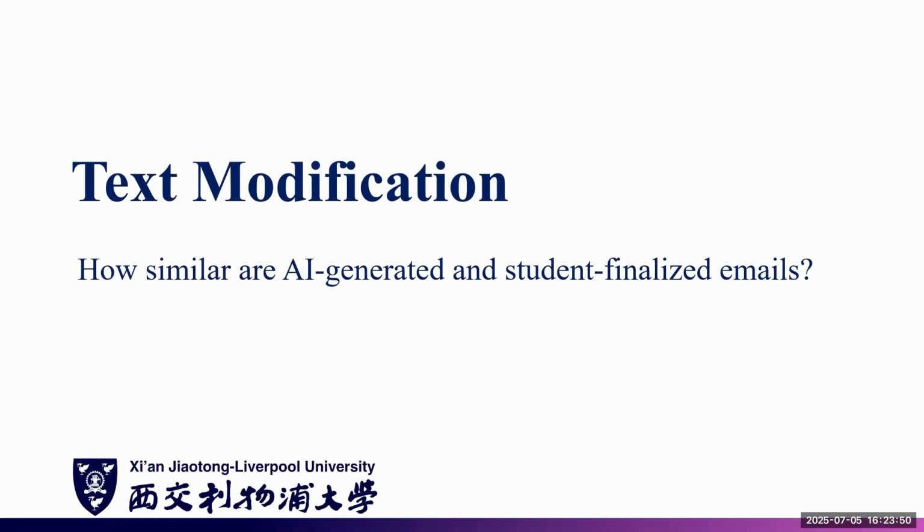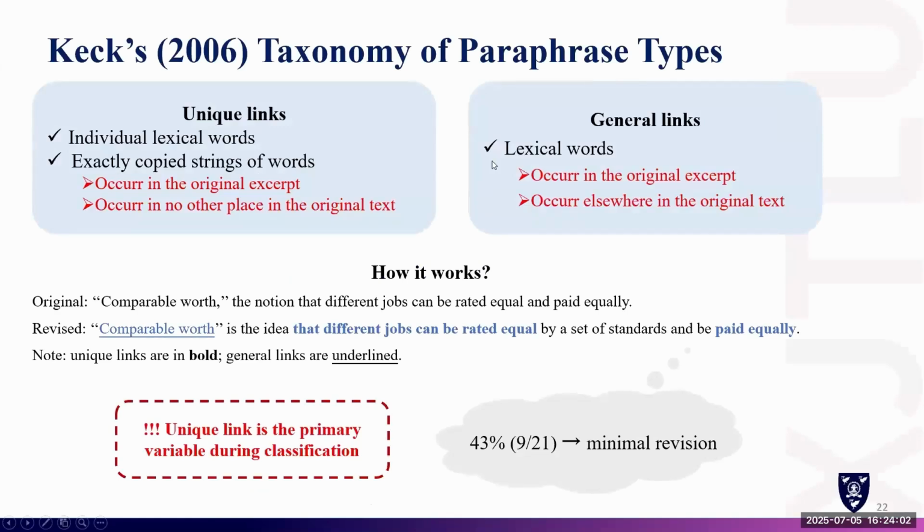So now I will introduce the text modification part of our research. This part mainly addresses the question of how similar AI-generated and student-finalized emails are. So we applied Kaack's taxonomy of paraphrase types as our framework. And this framework consists of 4 main paraphrase types based on the variable of unique links.